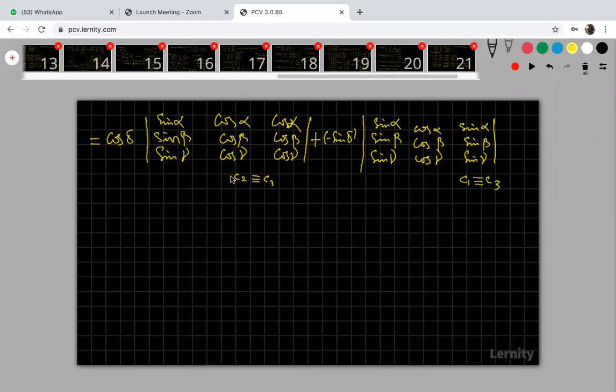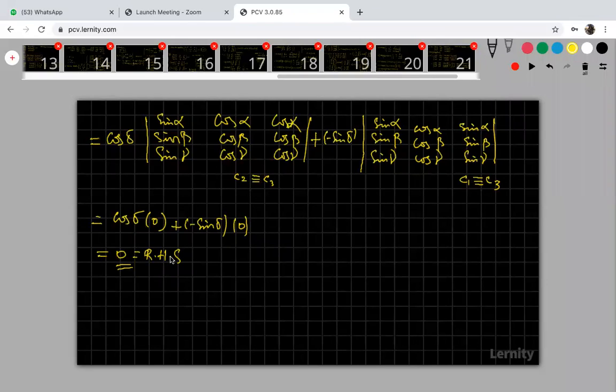If any two rows or any two columns are identical, then the value of the determinant is 0. So therefore cos delta into the value of the determinant 0, and minus sin delta into the value of the determinant 0. So therefore totally it is 0. The value of the determinant is 0. This is the RHS. See the RHS?